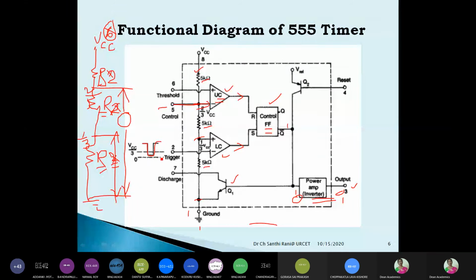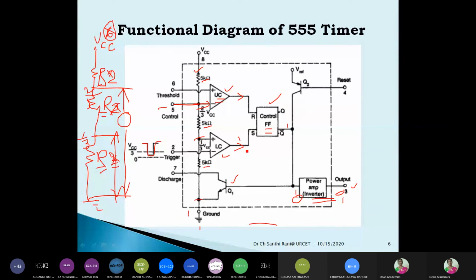Negative going trigger pulse we are giving. Now, when this input voltage, that is whatever trigger pulse you are giving, is greater than 1/3 VCC, that means the reference voltage, then the output of the comparator will be set to 1.